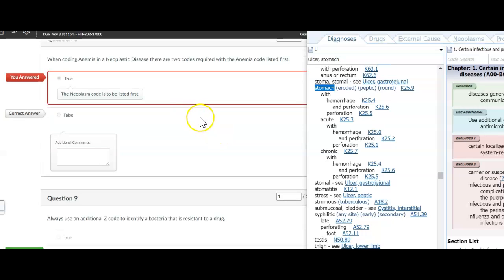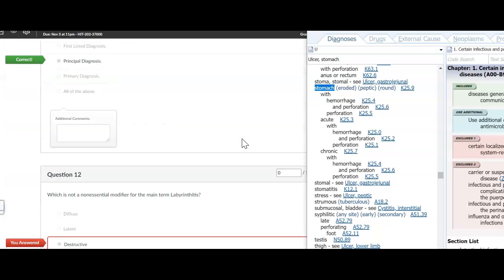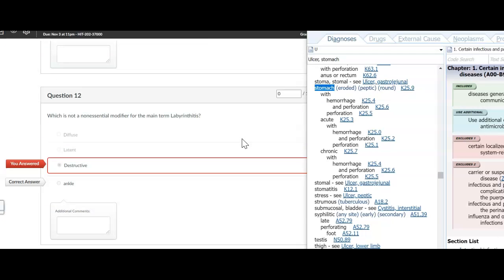When coding anemia in a neoplastic disease, there are two codes required with the anemia code listed first. This is false. Your neoplasm code needs to be listed first. A lot of these, if you look at the rules in your textbook, you will see exactly what you need for those. Okay, this one here, let's look up our main term.